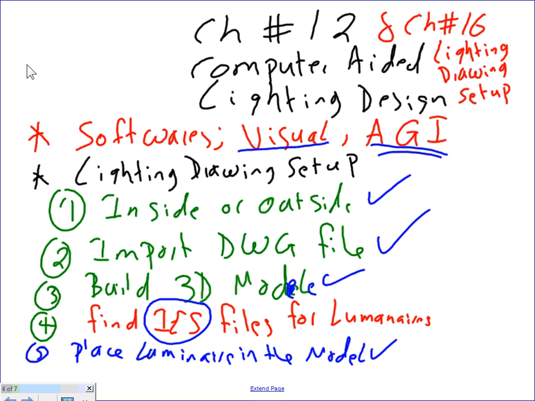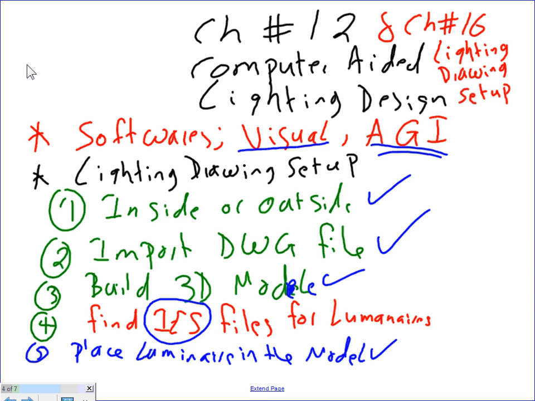Lighting drawing setup. Do you remember when we did the setup for Visual? What did we do? Inside or outside? That is the first decision you have to make. This is a review of what we did in Visual. There are 2 ways. You have to set up Visual for either inside calculation, where reflection is a big deal, or outside, where reflection is not a big deal. There are no walls around the parking lot. Cool? So that's decision 1.